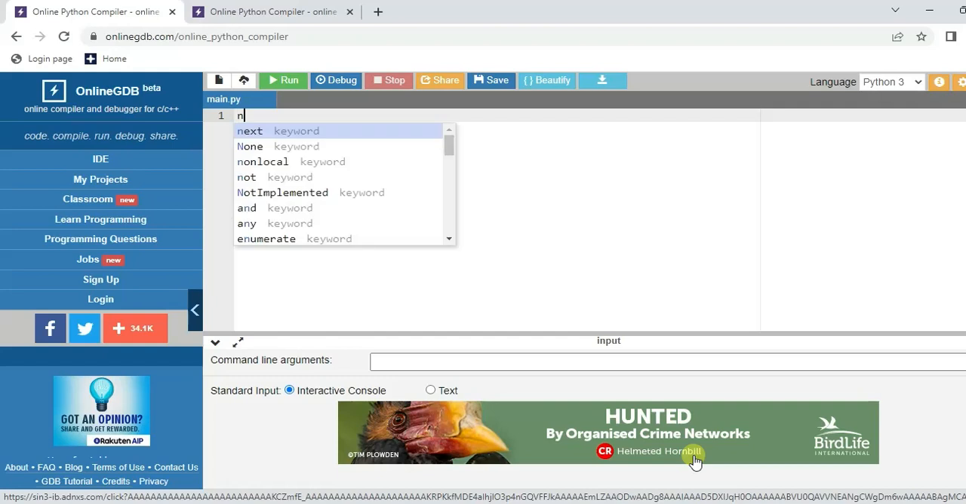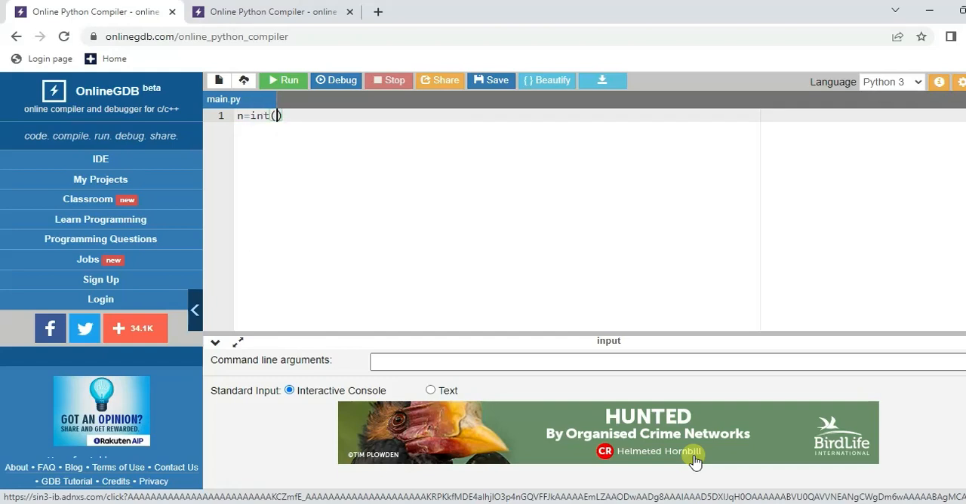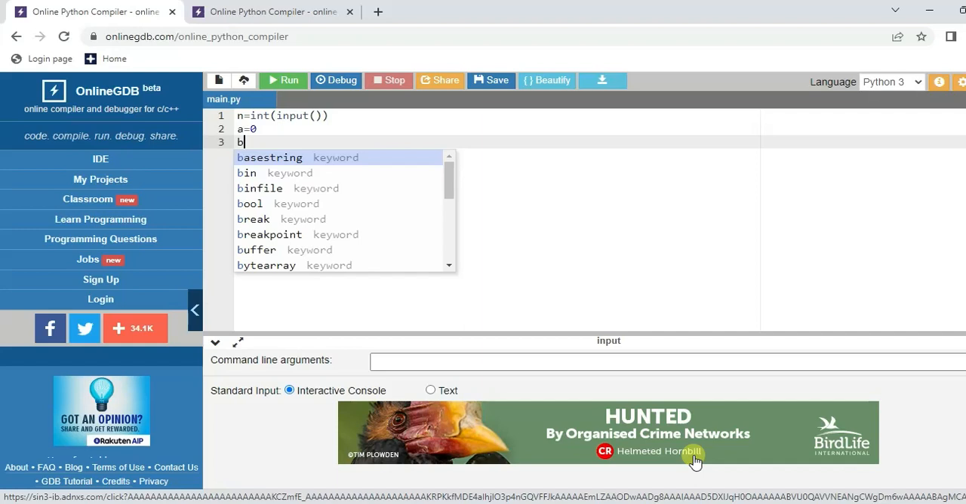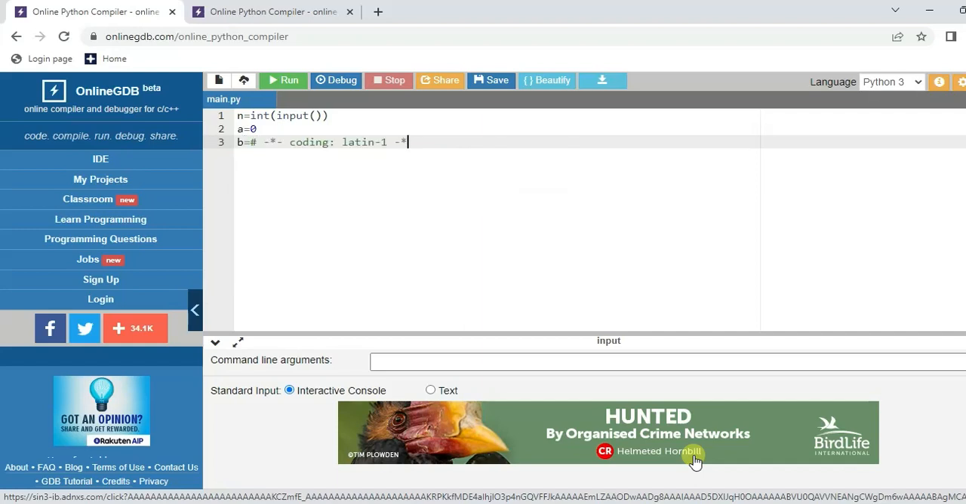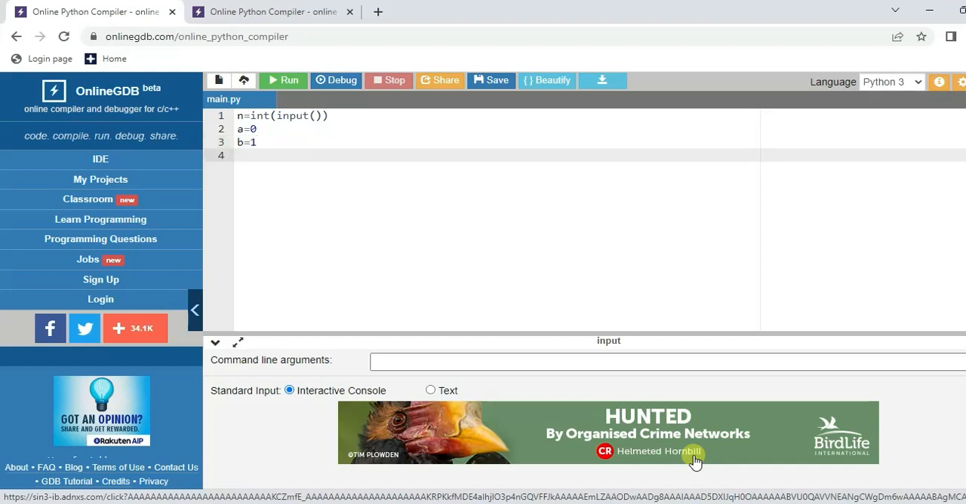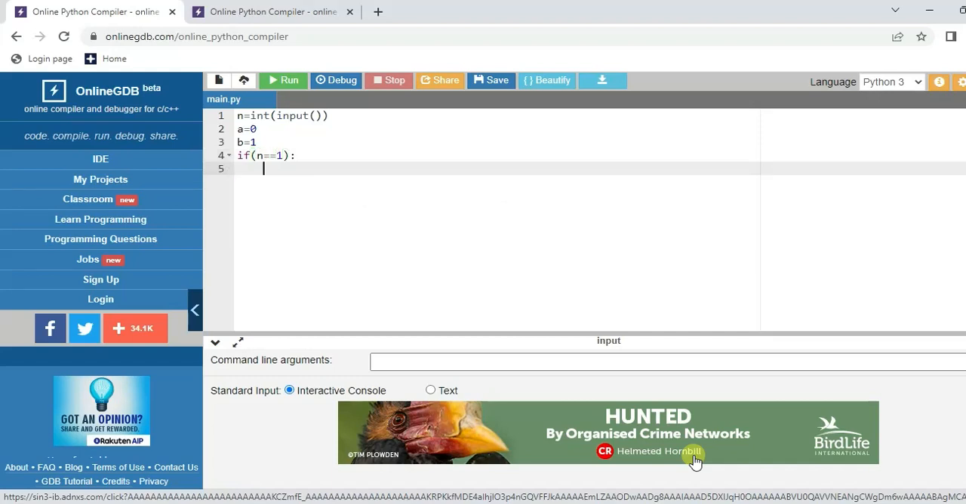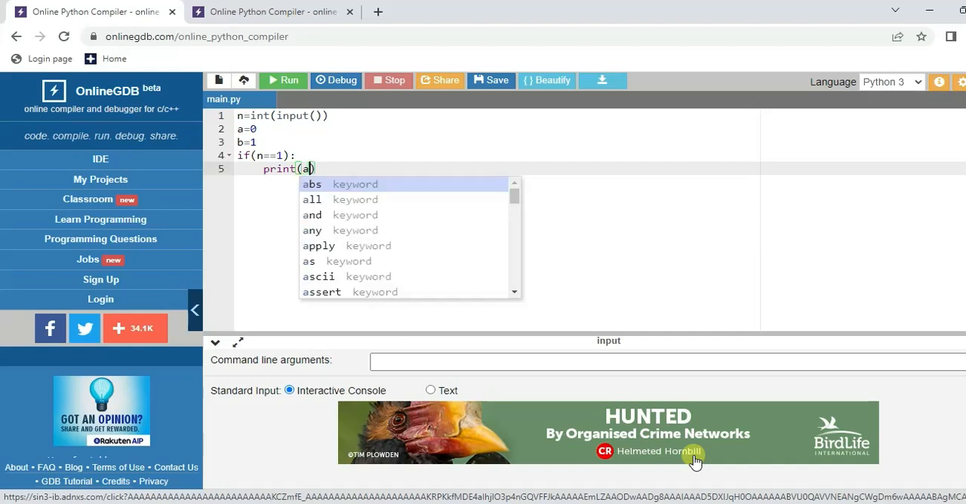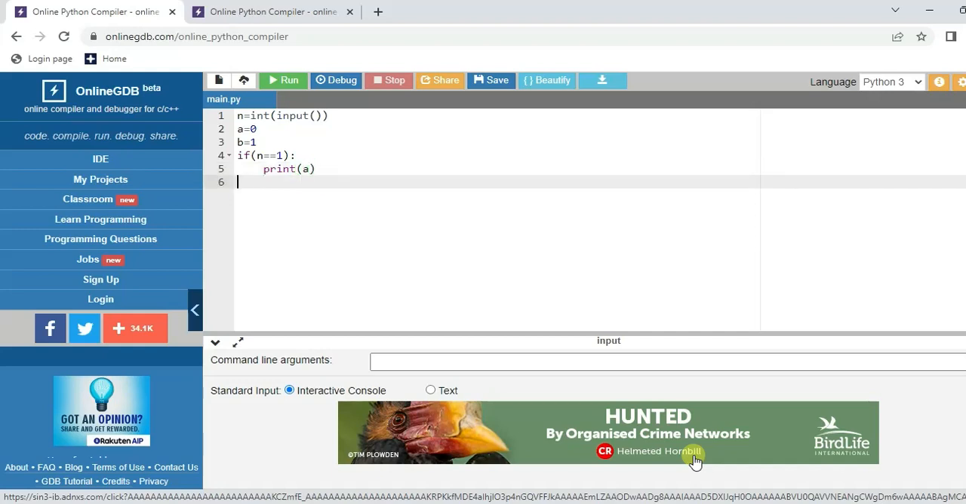We need to take an integer as input, int of input. We take a as 0 and b is equal to 1. The first two numbers should be taken by ourselves. And we need to check if n is equal to 1. If they are asking for the first number only, then the output will be print a.